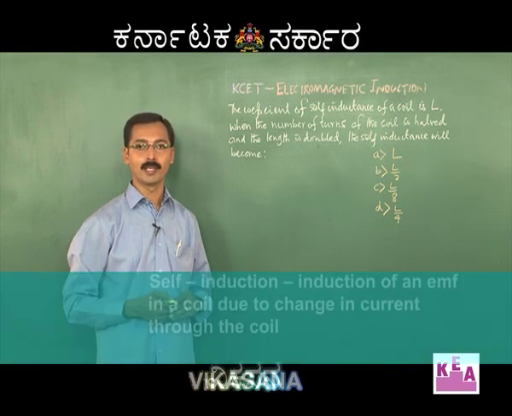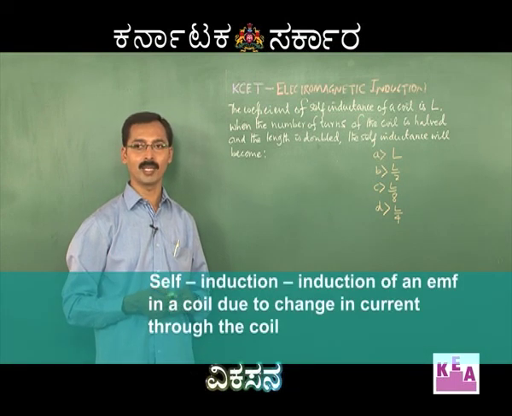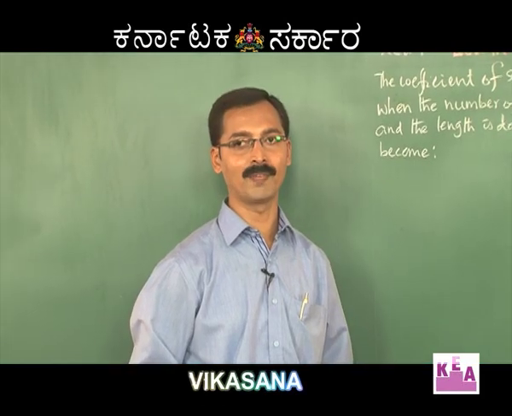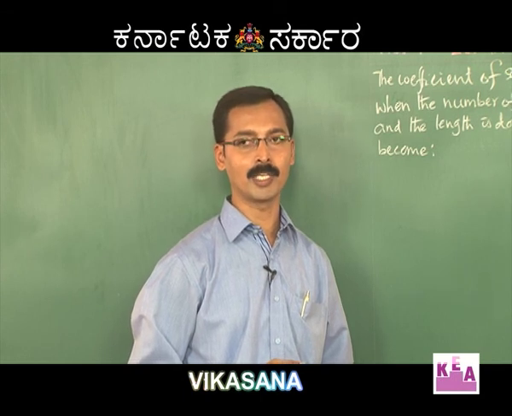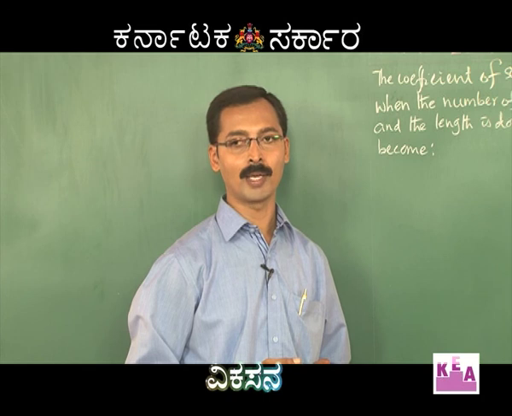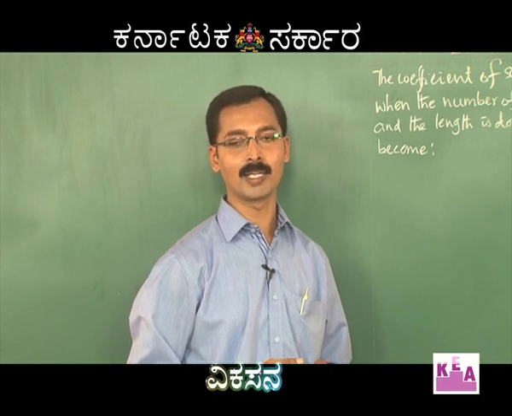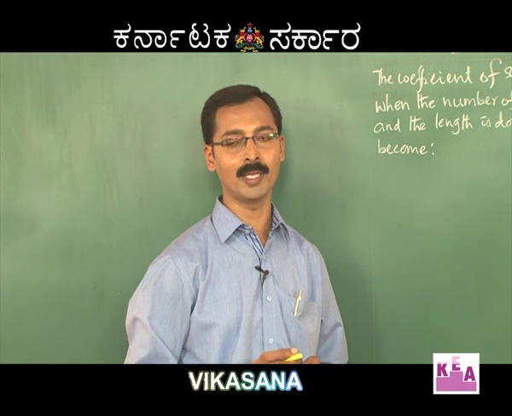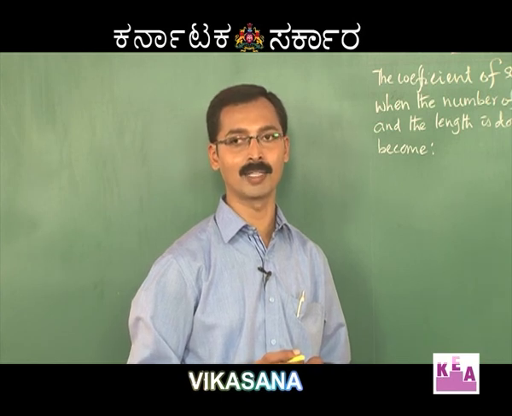Self-induction of a coil is the phenomenon of induction of an EMF in a coil due to change in current in the same coil. Self-inductance is the ratio of magnetic flux to current. Self-inductance L is given by mu naught mu r n square A into L, where n is the number of turns per unit length, mu r is the relative permeability of the medium inside the coil, A is the area of the coil, and L is the length of the coil.